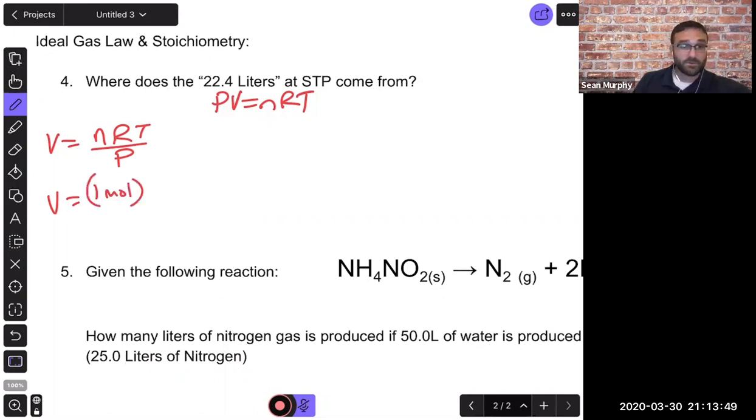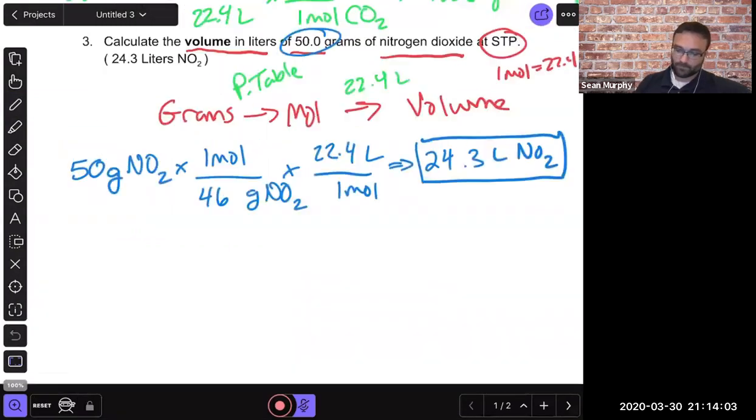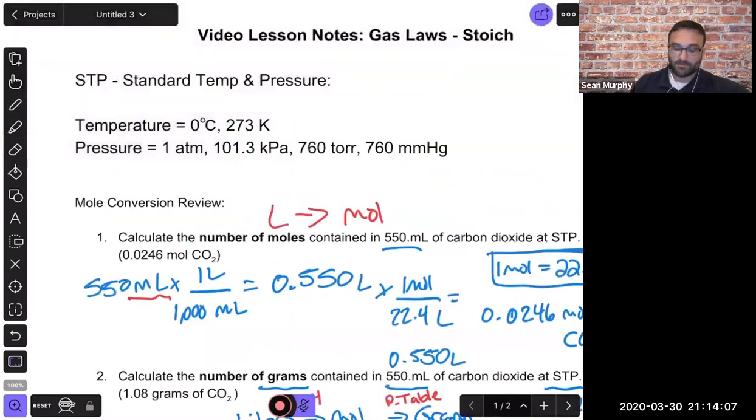And let's use atmosphere for our pressure. So remember STP is 273 Kelvin, because we have to use Kelvin for our temperature, which is the same thing as 0 degrees Celsius. Remember, it's when water freezes at sea level. That's one way to remember it.